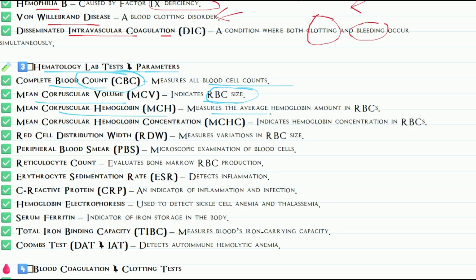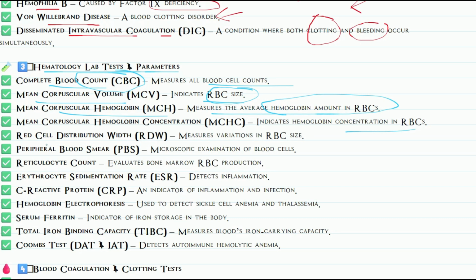MCH measures the average hemoglobin amount in the RBC, so it mainly measures the hemoglobin level inside the RBCs. For hemoglobin concentration, we go for the MCHC, mean corpuscular hemoglobin concentration, but for the average hemoglobin amount, we go to the MCH.